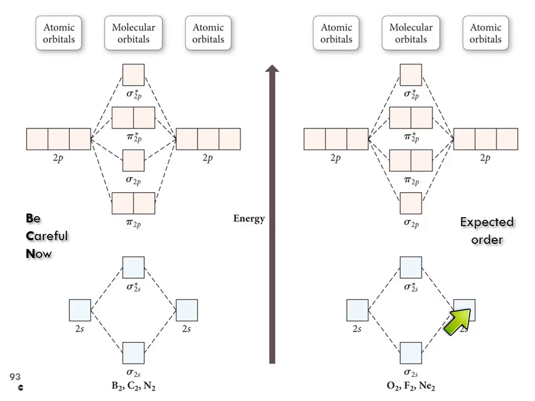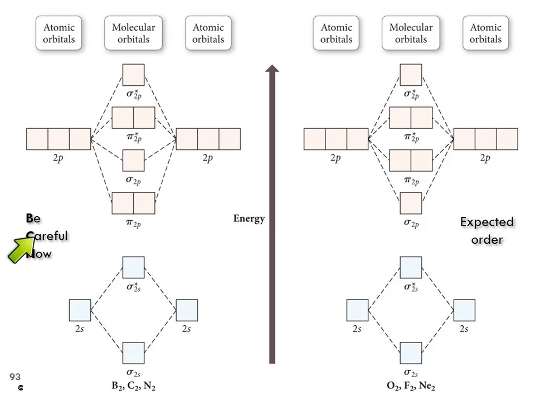So the two S's overlap, and we get a sigma 2s and a sigma star 2s. When these p orbitals overlap, we do not get just two different energy levels, because the ones that overlap end to end are going to be lower in energy than the ones that are overlapping side to side. So we get a sigma 2p that's got the lowest energy. It also has the highest energy for the sigma star. It's symmetrical. And then pi 2p bonding and pi star 2p antibonding. This is what we expect.